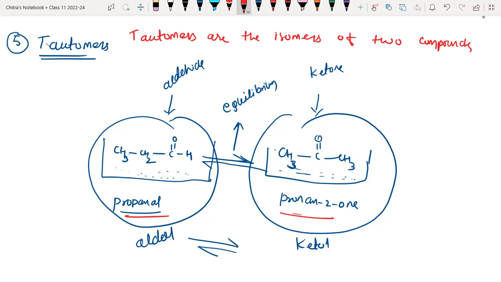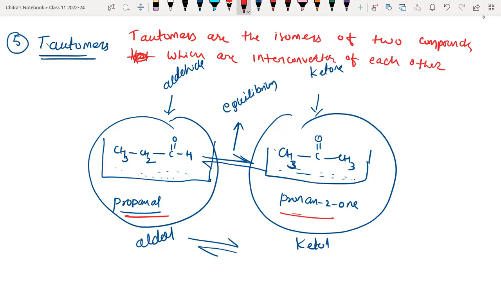Two compounds that interconvert into each other are called tautomers. Understood? Yeah, sir. Are 1 degree, 2 degree, and 3 degree amines tautomers?